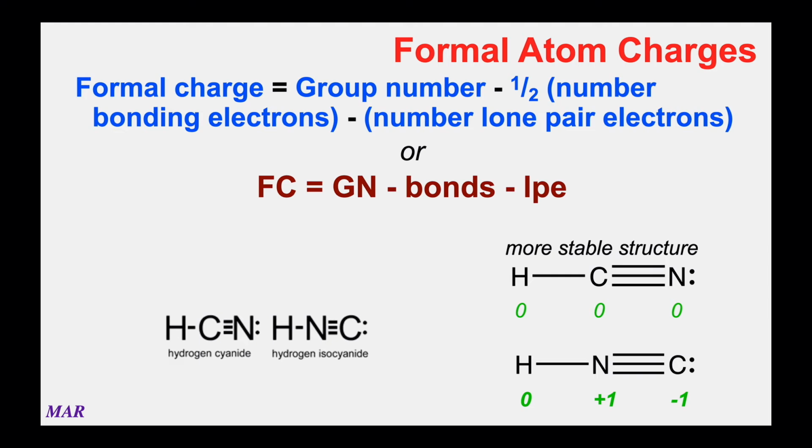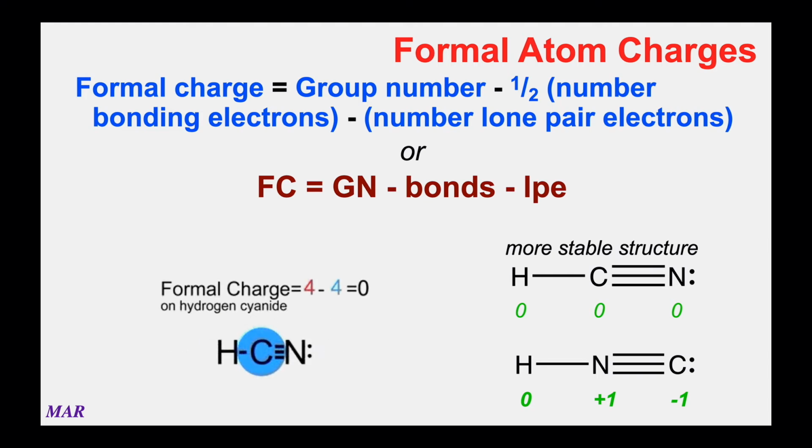Both structures have octets of electrons about carbon and nitrogen. The formal charge on carbon in hydrogen cyanide is 0. Similarly, the formal charge on nitrogen is 0. In hydrogen isocyanide, the formal charge on carbon is -1. The formal charge on nitrogen is +1. Because the formal charges are non-zero in hydrogen isocyanide, we can predict that this isomeric form is less stable than hydrogen cyanide, as found to be the case.